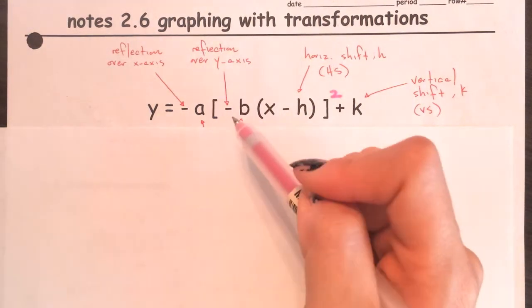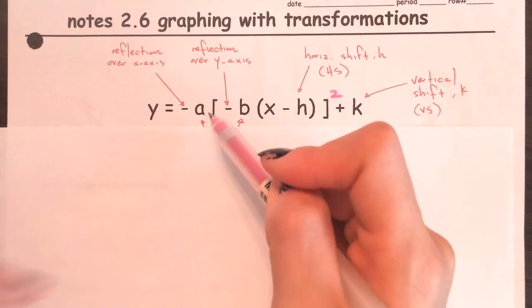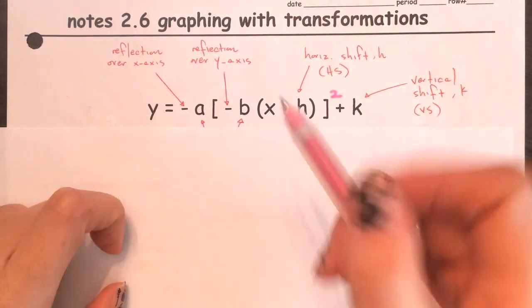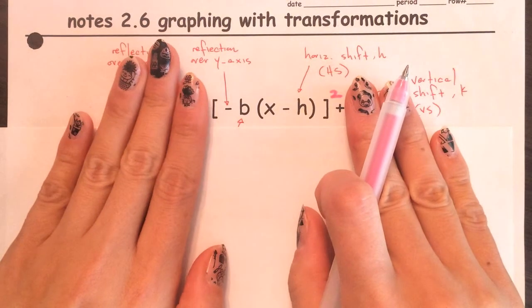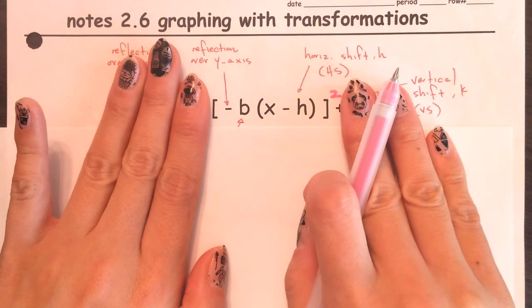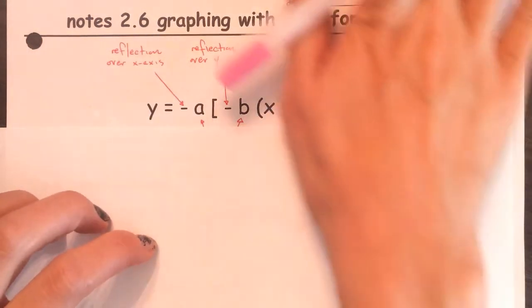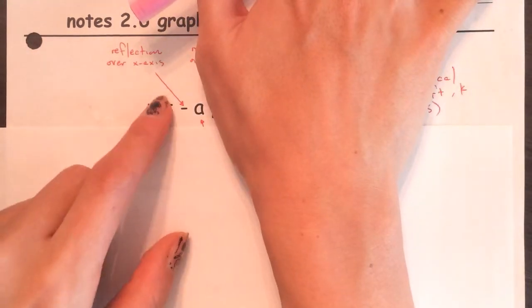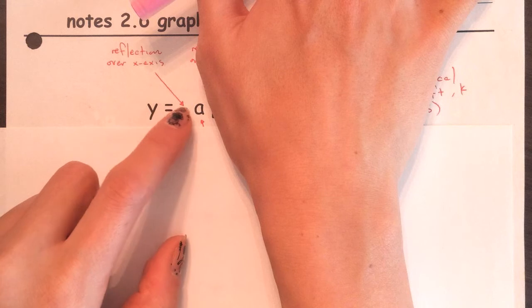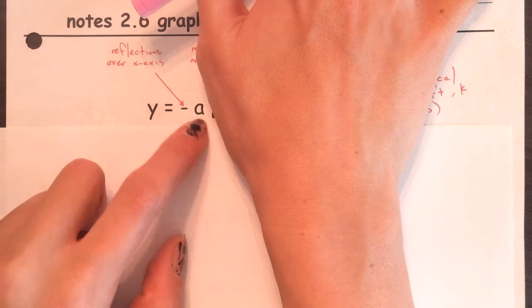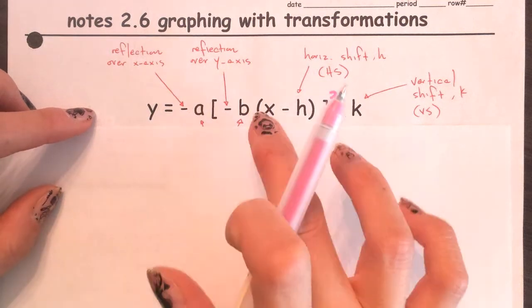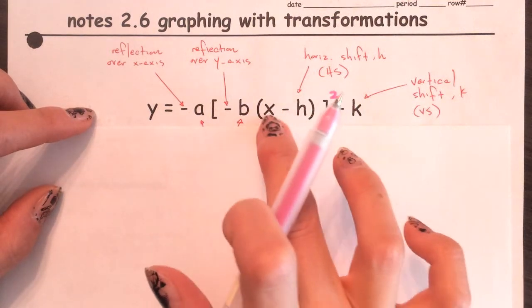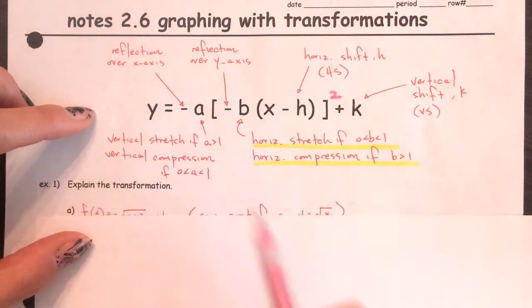Okay, what does that a mean right there? Well, first I have to decide, does it belong to the y or does it belong to the x? Only this belongs to the x. This right here belongs to the y, right? Y equals negative a. So a belongs to the y. B belongs to the x, and x is a liar.